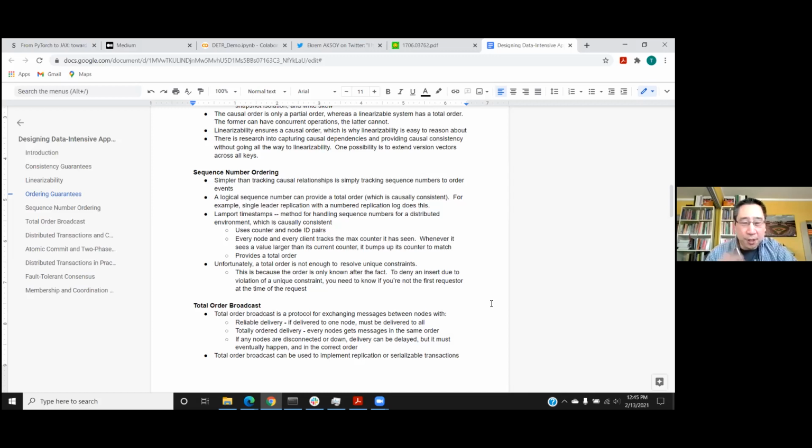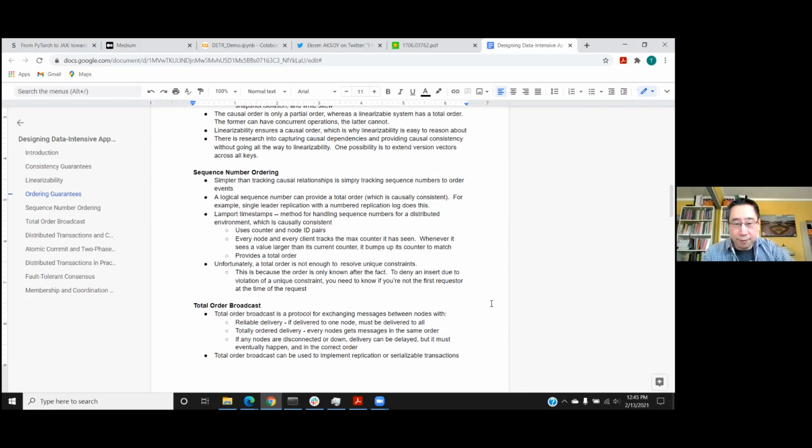Okay, so going a little bit deeper into the sequencing, they say you can have this logical sequence number. Again, you just have this counter that's auto-incrementing, monotonically increasing. If you have a single node, that's fine. Then again, the problem is what happens when you have a leader failure. So it turns out there is a solution, these Lamport timestamps.